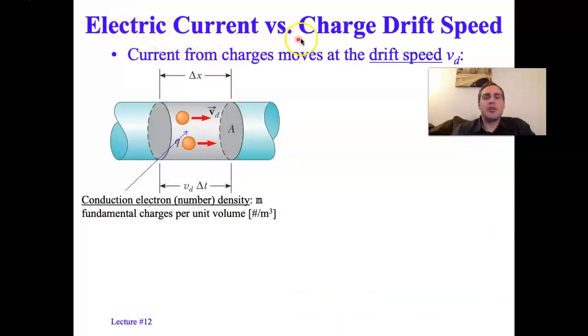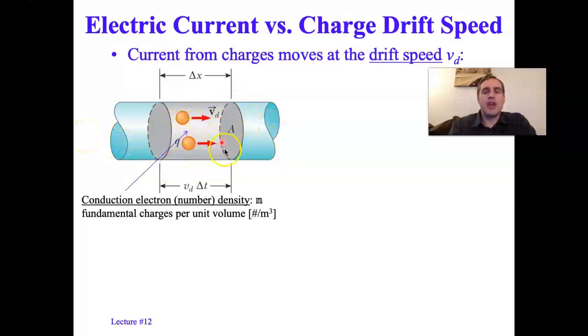Let's talk about how electric current is related to charge drift speed. Current from charges moves at the so-called drift speed. Let's call that Vd, lowercase d for drift. Imagine that these are conducting electrons. Those are electrons that are actually in motion. If you saw my earlier intuition video, those are the charges that are sort of bouncing around like in an ideal gas, but the ones that are moving in a sort of preferential direction due to the electric field setup.